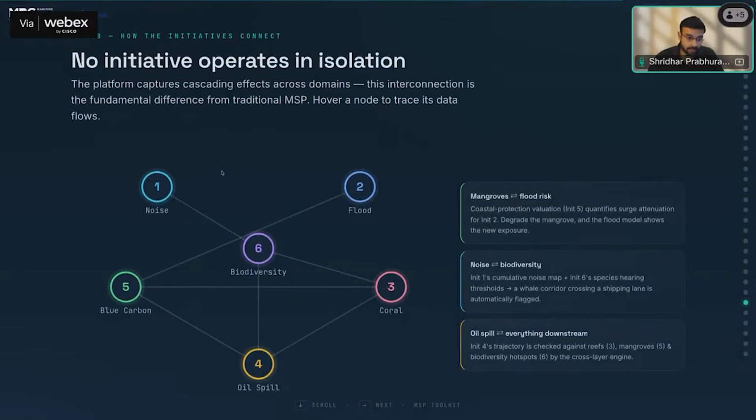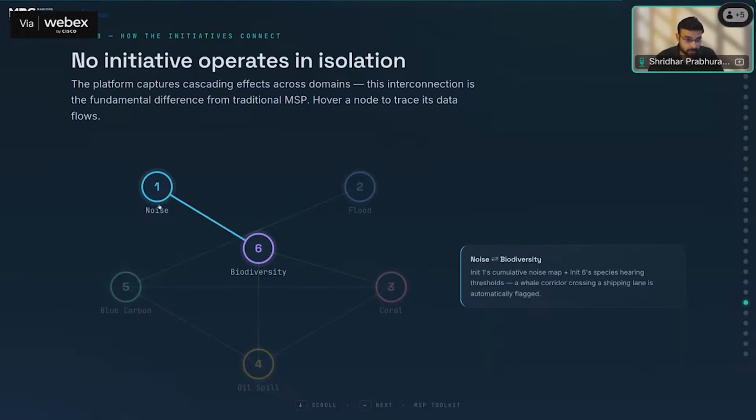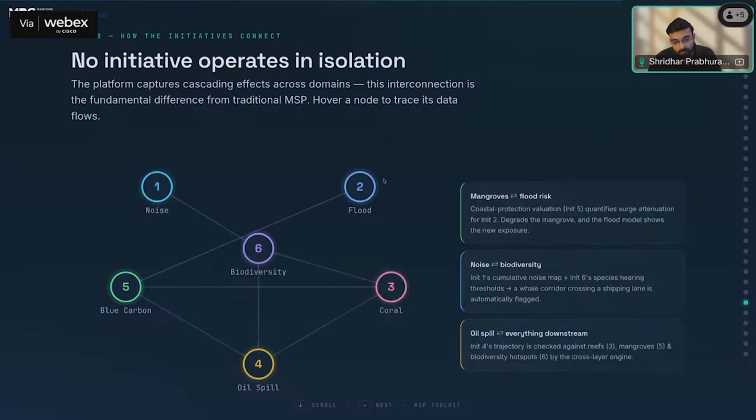Now, the beautiful part, as I was mentioning, is that no initiative operates in isolation. When we have noise as a layer, noise directly impacts biodiversity. The cumulative noise map will feed into the species hearing thresholds. Like a whale corridor which is crossing a shipping lane is automatically flagged. A similar work has been done in the past. We know in the Vancouver region, with increase in the shipping noise, they put policy changes in place to make sure that there is no shipping passing through a specific spot of the Vancouver region, I can't remember the name, while the presence of whales is identified in the region.